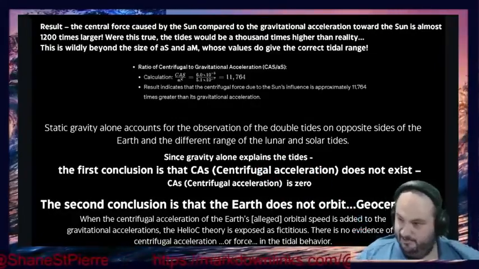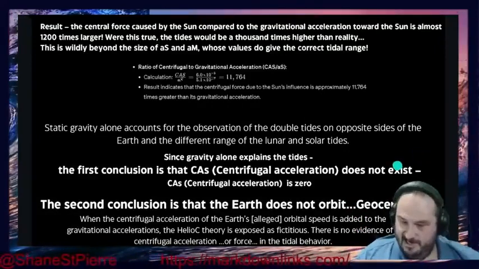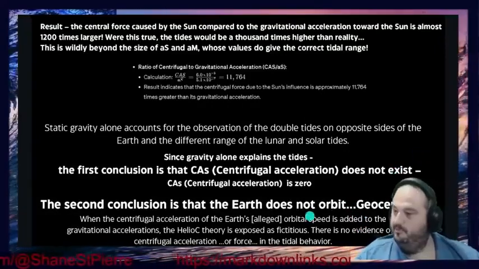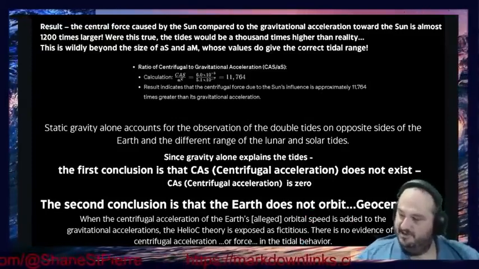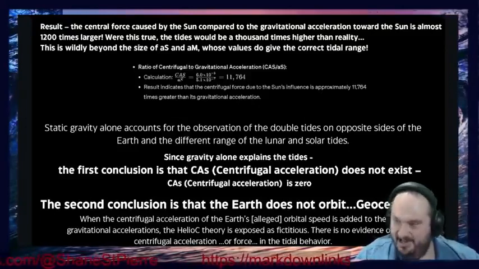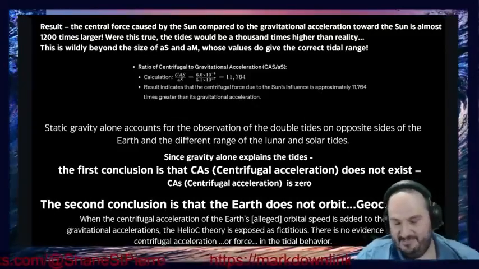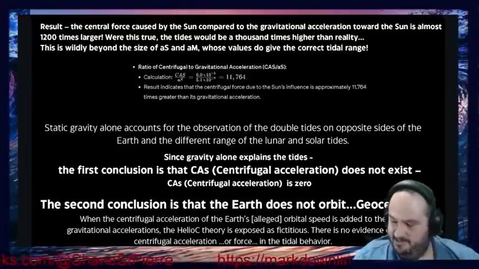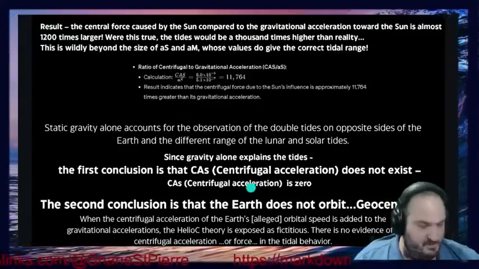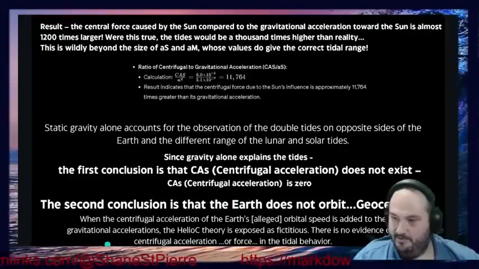The second conclusion is that the Earth does not orbit, we are stationary, in which case all of this math would make perfect sense. When the centrifugal acceleration of Earth's orbital speed is added to the gravitational acceleration, the heliocentric theory comes up as bullshit, people. Essentially nonsense. There is no evidence of centrifugal acceleration or force in the tidal behavior at all.